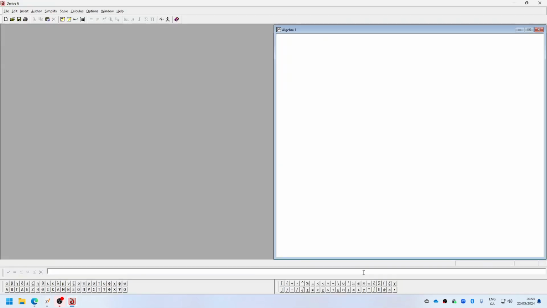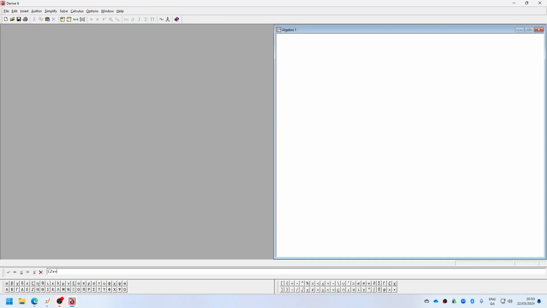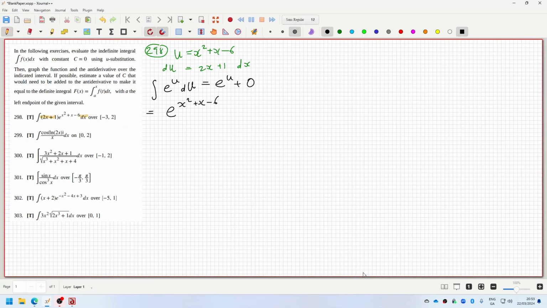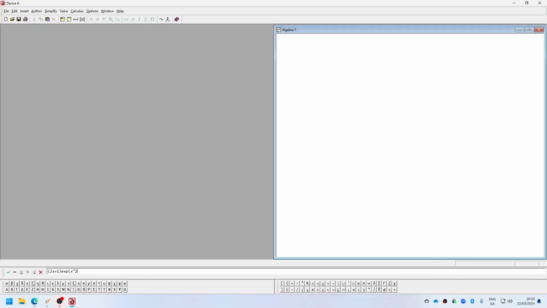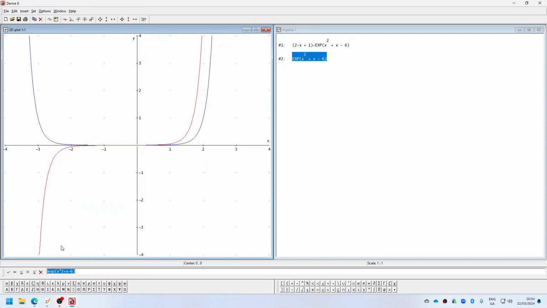So graph the function and the antiderivative. So graph the original function, 2x plus 1, and then exponential x squared plus x minus 6. Graph, minus 3 to 2. Okay, and then graph exponential x squared plus x minus 6.